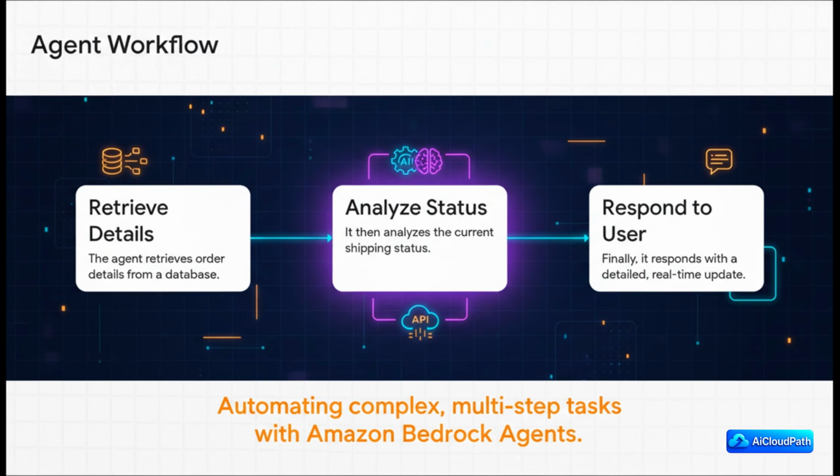Okay, here's where the magic happens. The agent first dives into an internal database to retrieve all the order details. Then, it analyzes the shipping status, which might mean it has to call an external API from, say, a logistics partner. And finally, it takes all that information, puts it all together, and generates a clear, helpful response for the customer. And it does all of this in seconds.